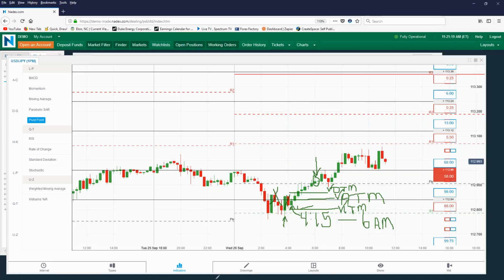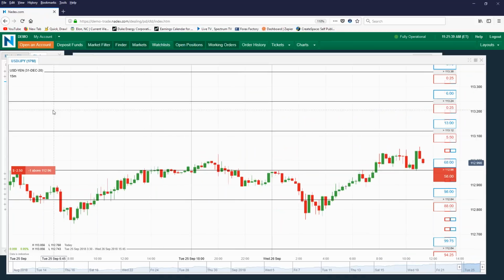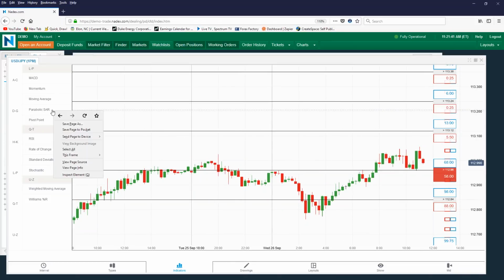Okay, and that's just using pivot points. Okay, what if you don't like pivot points? What if you don't understand pivot points? Well, don't use pivot points. Choose something else. Okay. Here's another one that a lot of people like to use. We're going to take this one off and we're going to put moving averages on.